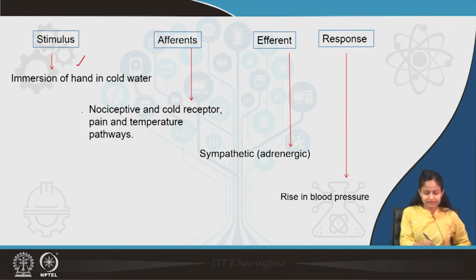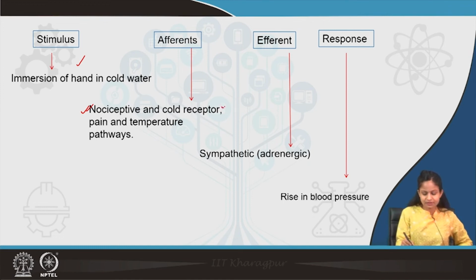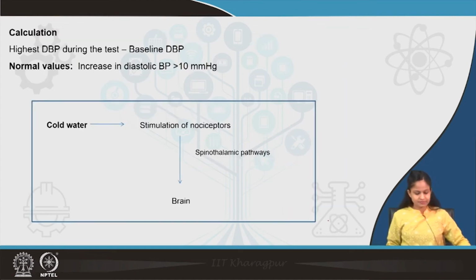Here the stimulus is immersion of the hand in the cold water. The afferents are the nociceptors and the temperature pathways. The person dipping his hand in cold water of 4 to 8 degrees centigrade might not be able to keep it for 1 minute because of the pain pathway or nociceptive stimulation. So, the afferents are the nociceptive and cold receptors, the pain and temperature pathways, mainly the spinothalamic pathways. The efferent here is again sympathetic or adrenergic. The response is a rise in the blood pressure.